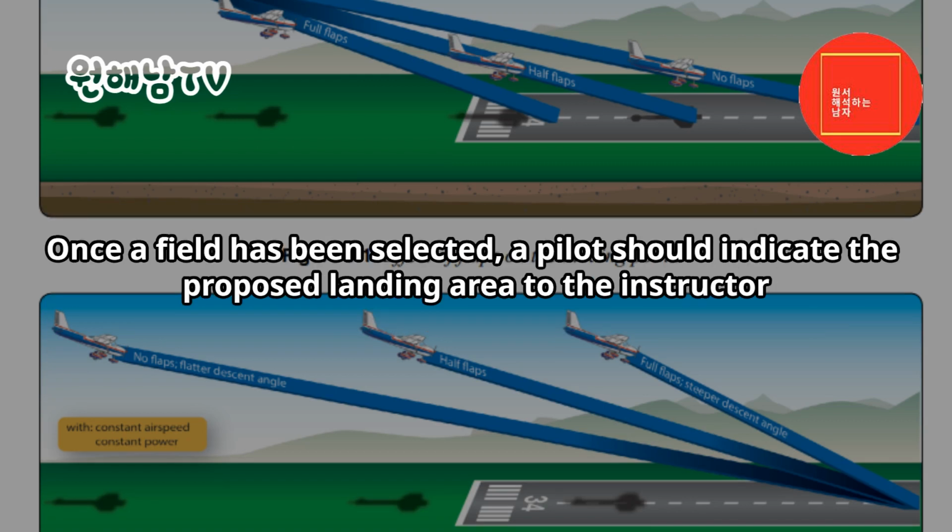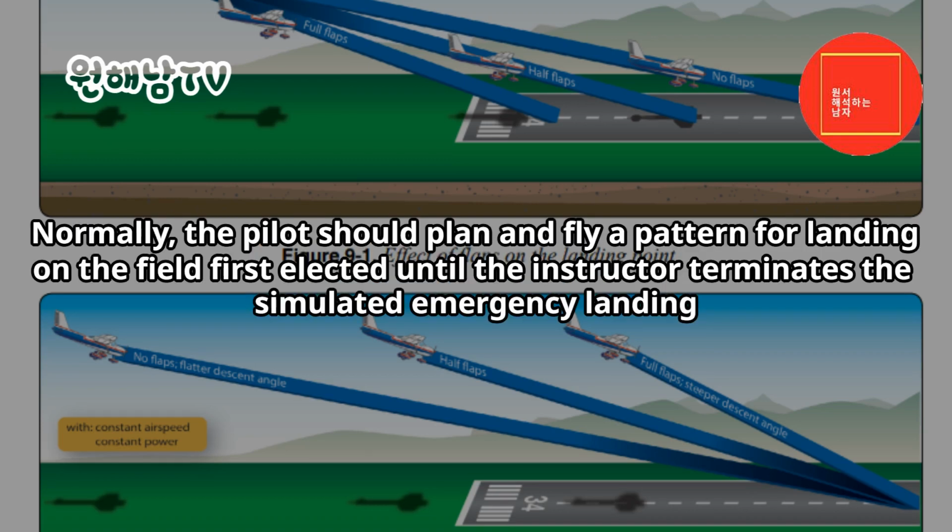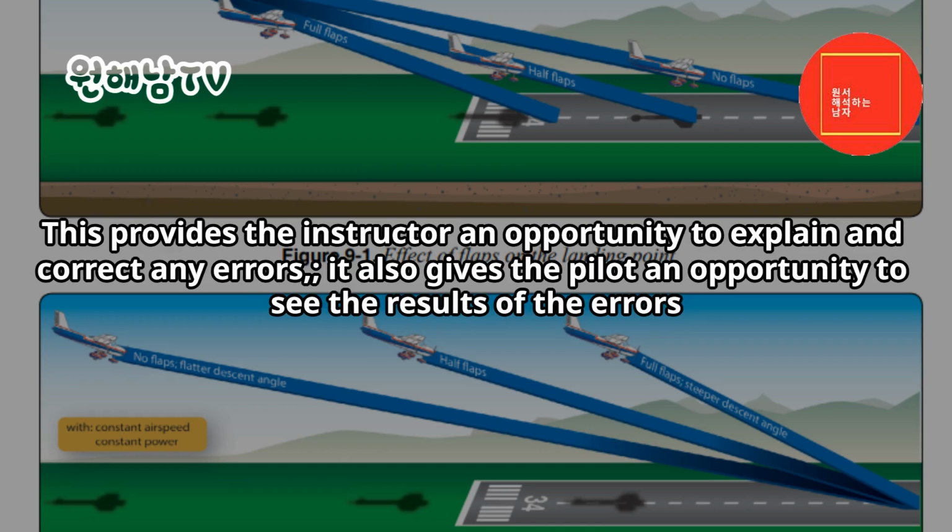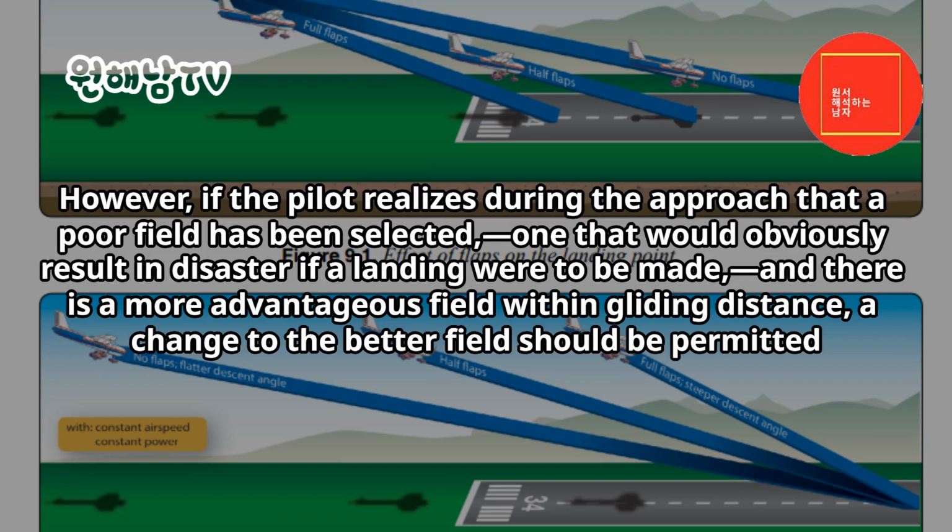Once a field has been selected, a pilot should indicate the proposed landing area to the instructor. Normally, the pilot should plan and fly a pattern for landing on the field first selected until the instructor terminates the simulated emergency landing. This provides the instructor an opportunity to explain and correct any errors. It also gives the pilot an opportunity to see the results of the errors. However, if the pilot realizes during the approach that a poor field has been selected, one that would obviously result in disaster if a landing were to be made, and there is a more advantageous field within gliding distance, a change to the better field should be permitted.